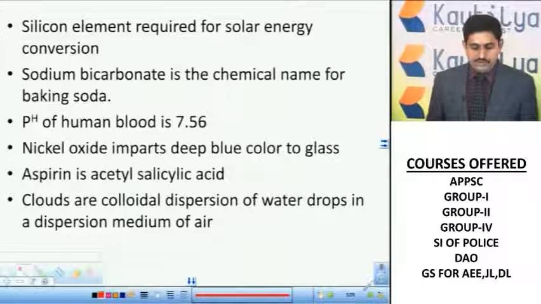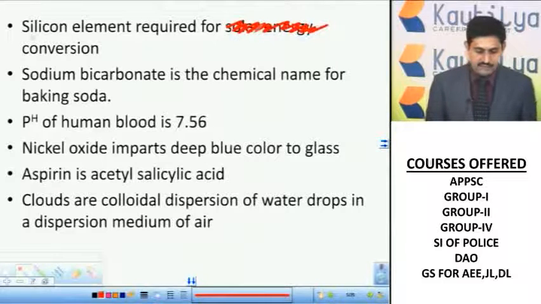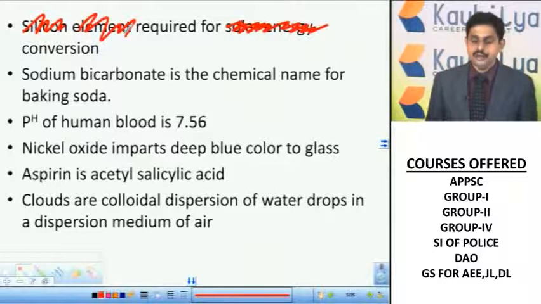Okay. Now silicon is required for solar energy conversion. Solar energy is converted in the presence of silicon. That means it is one of the constituents present in the solar panel. Okay, that is silicon, required for conversion of solar energy.